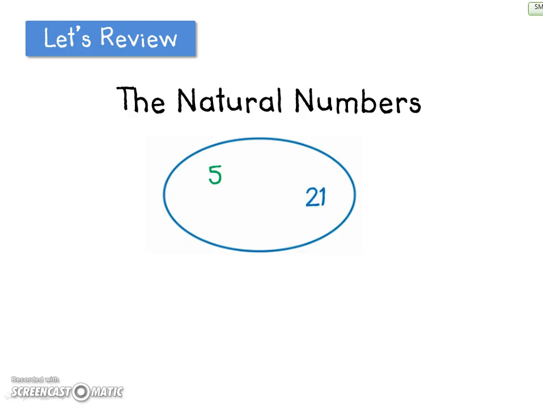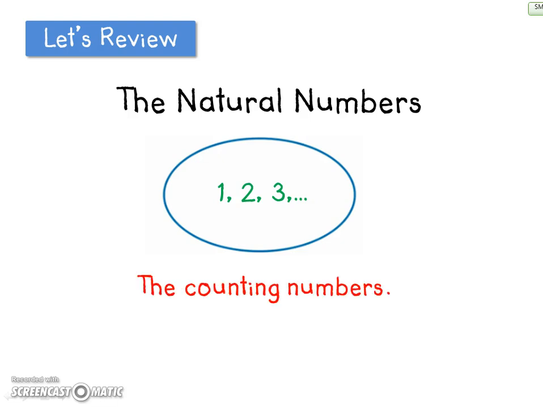Both 5 and 21 are examples of natural numbers, and we can say that the set of natural numbers starts at 1 and we can count up. Therefore, we can define the natural numbers as the counting numbers.